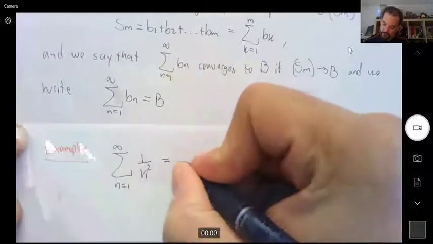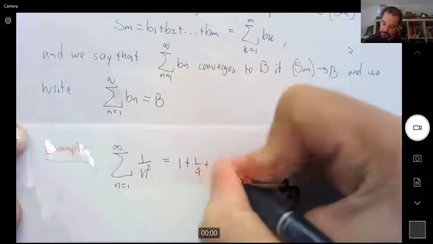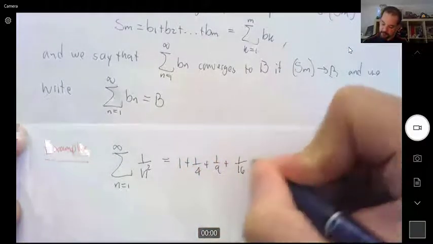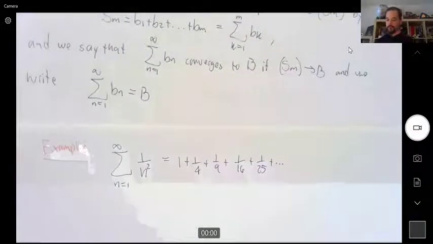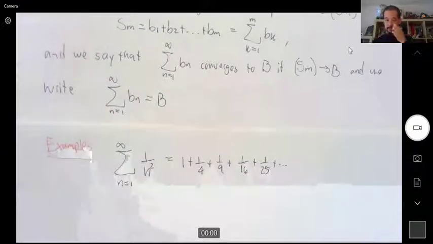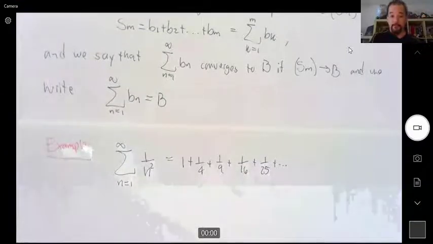So here's our first example, the sum of 1 over n squared. So this is 1 plus 1/4 plus 1/9 plus 1/16 plus 1/25. And if you remember your calculus days, you know that this is actually convergent, right?